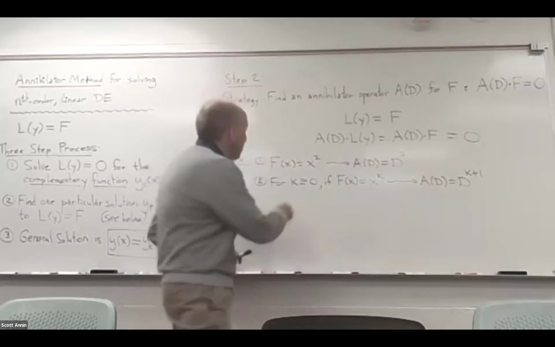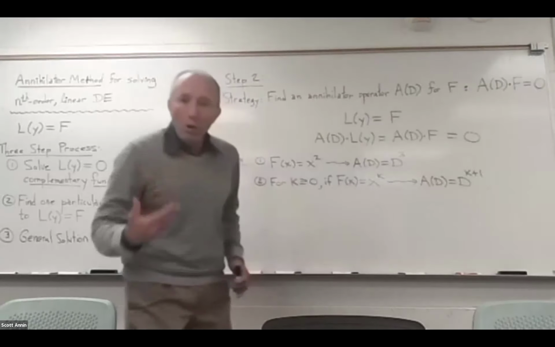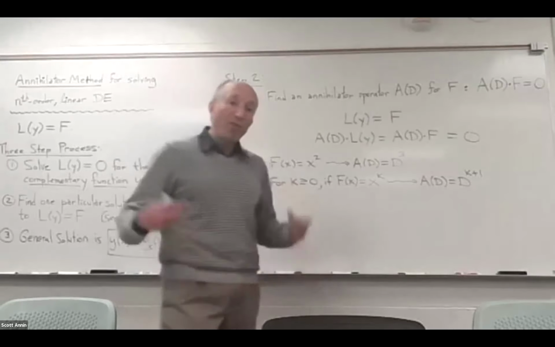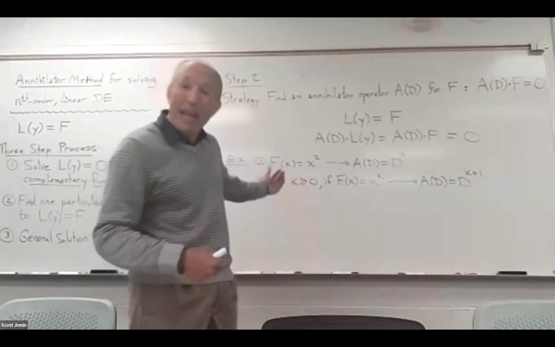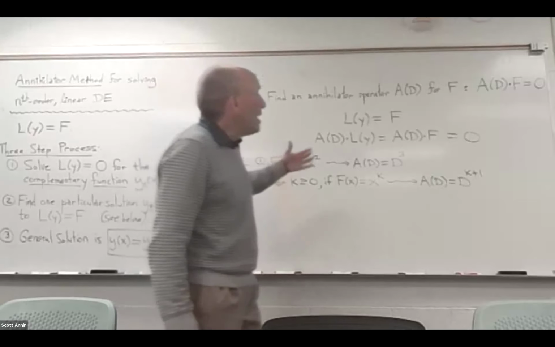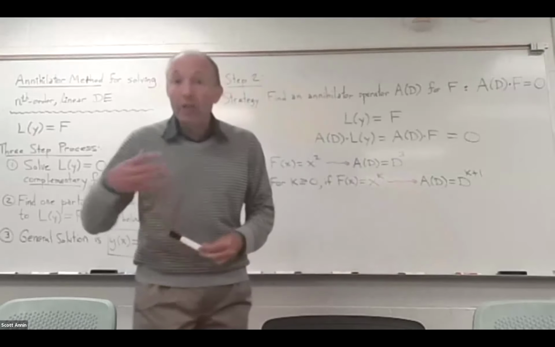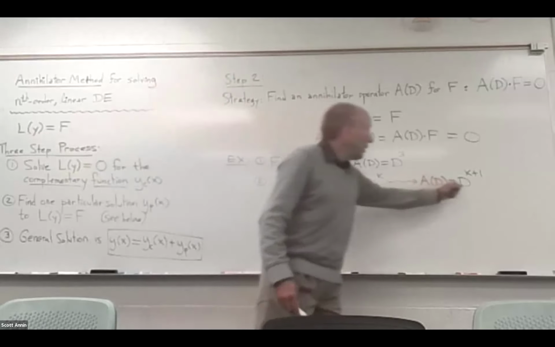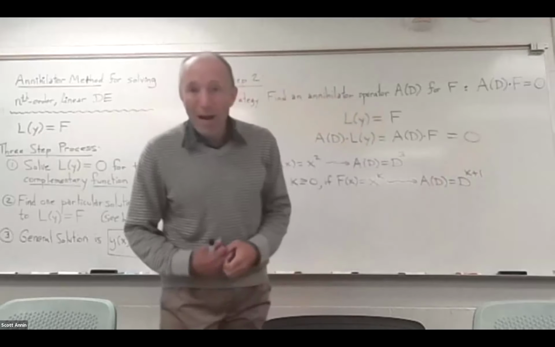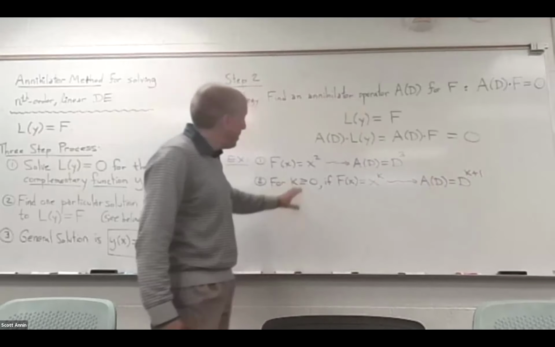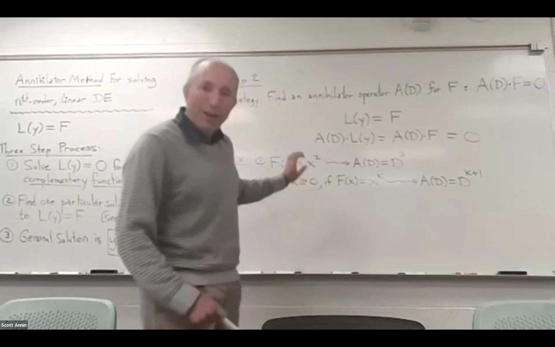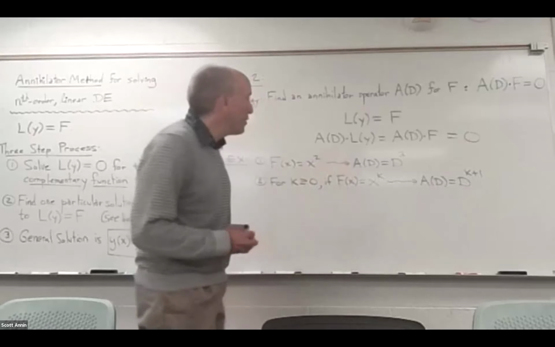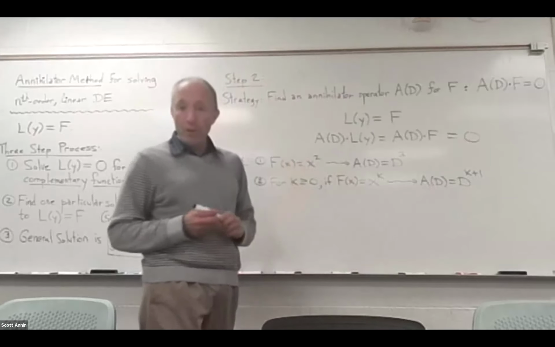Now, this is only really applicable for positive whole numbers for k. You could imagine that if k was a fraction, or if k was a negative number, then annihilating that function x to the k might not be a simple matter of just using d to the k plus 1 power. So this is really intended to be used for whole number non-negative integers. Okay, but that's a good start in terms of thinking about annihilators of functions.